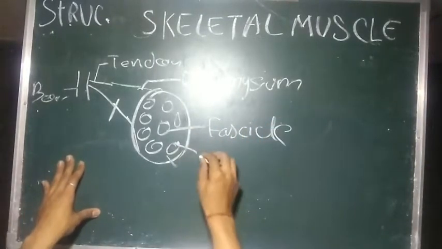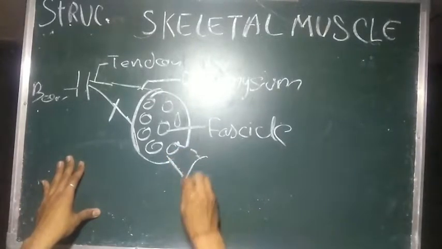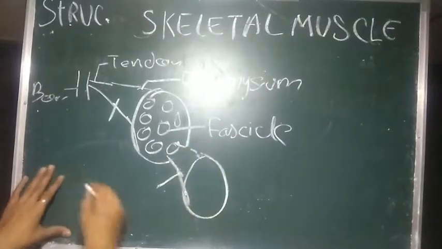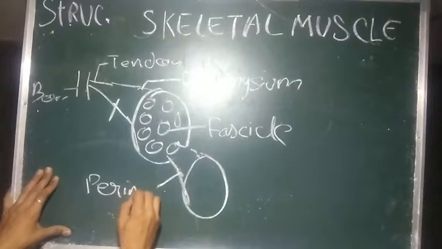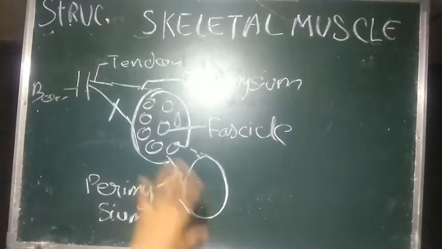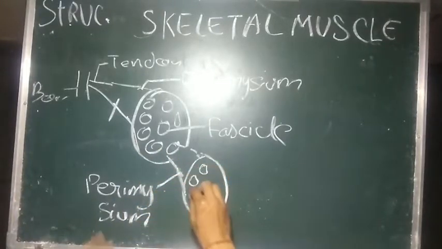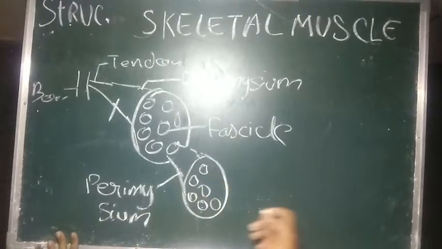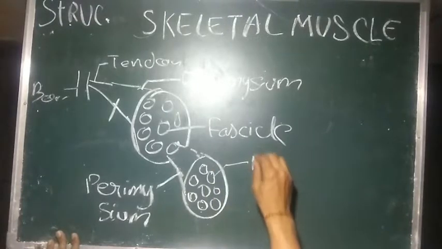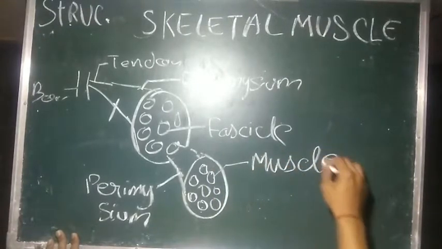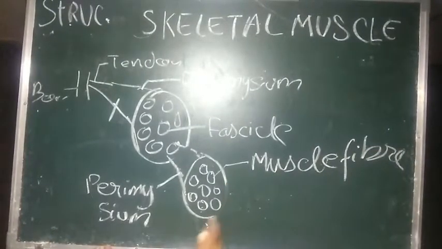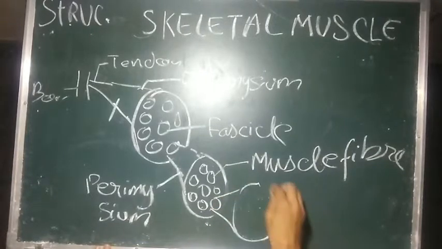This is a magnified fascicle. The covering of a fascicle is known as perimysium. This fascicle is further made up of many small repeating, again long filament-like structures running inside a fascicle, known as muscle fibers. This is a magnified muscle fiber.